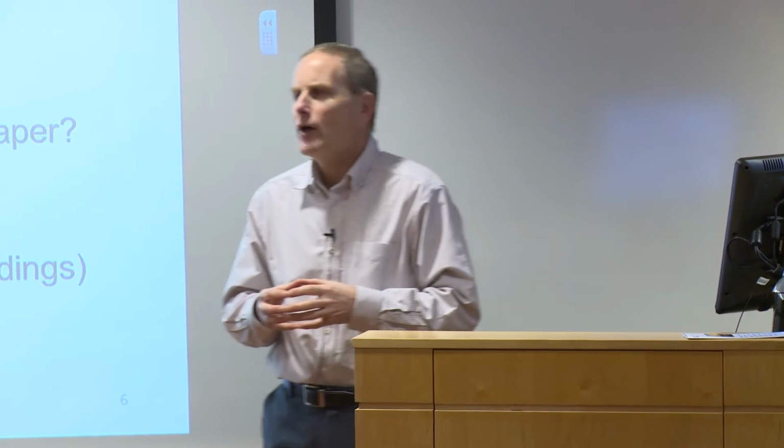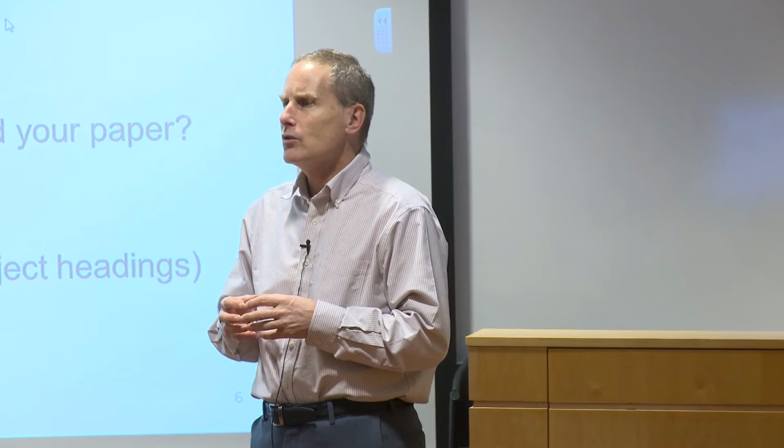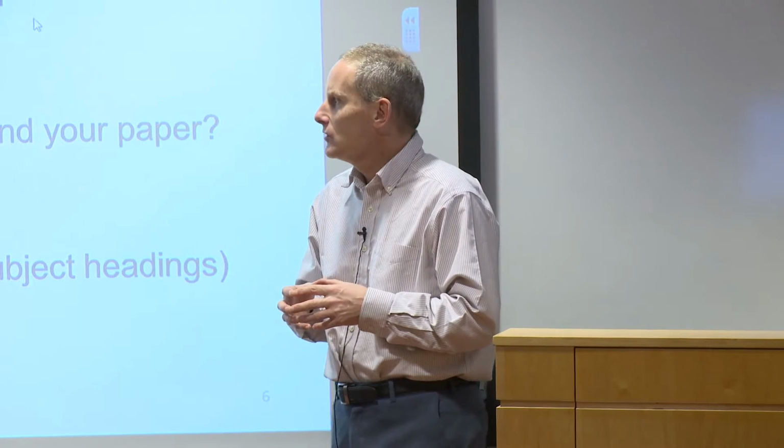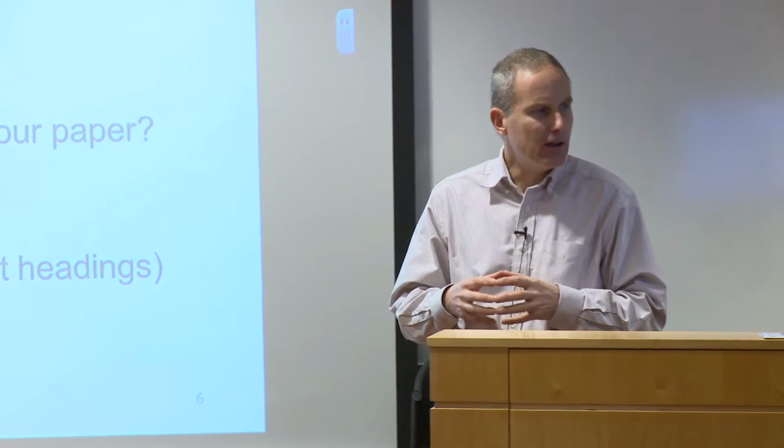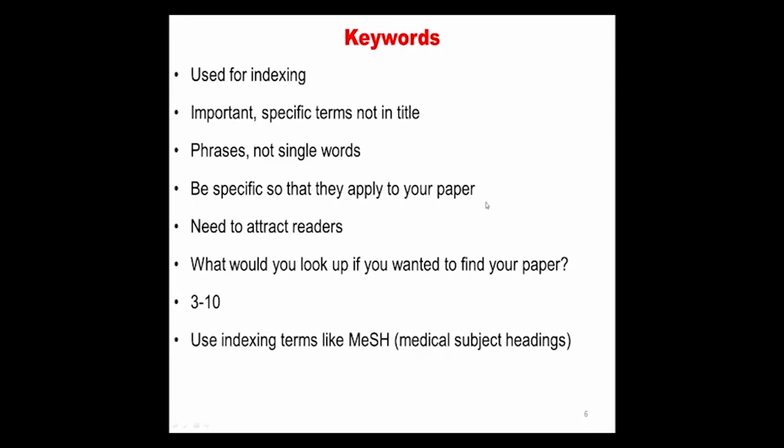Now, journals will oftentimes mandate the number that you can do. They will sometimes say up to 6. So usually it's somewhere between 3 and 10. And you can use indexing terms like MeSH, medical subject headings, as a way that PubMed uses to group articles. And so sometimes it's useful to grab one of those headings as your keyword, because then it will automatically get located in the right place.